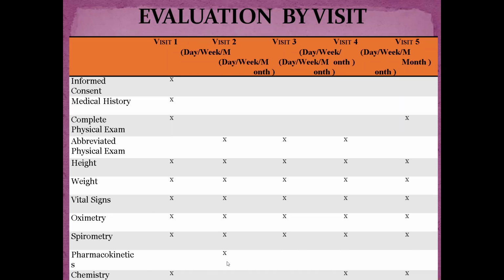And pharmacokinetics you can see only in visit 2. And chemistry you can see only in visit 1, 4 or 5. Like this, each visit, it gives a very concise view for the analysis, or even for the patient. Even for people who are seeing it for the first time, it gives a very quick understanding of how the whole study is going on.